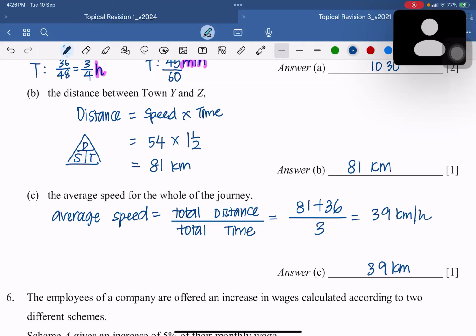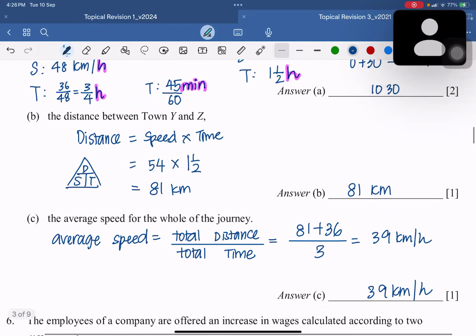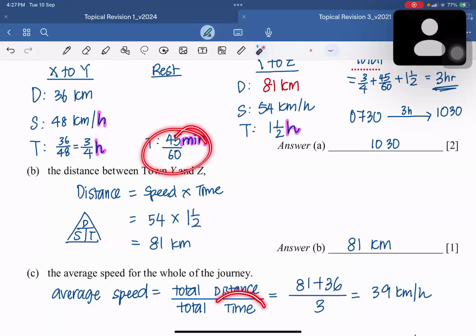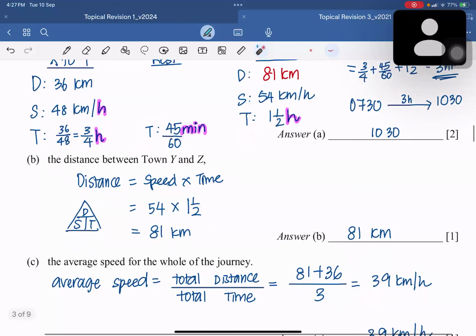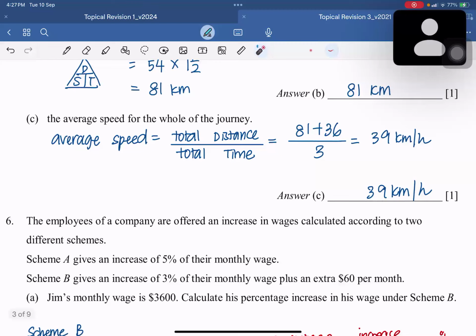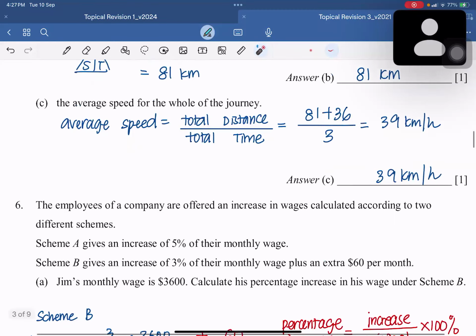Very good. Okay, correct. So for this part of the question, please know all the different triangles. Distance equals speed times time. Average speed is total distance divided by the total time, including the rest time. And if you want to find speed, it is distance divided by time. Time is distance divided by speed. Okay. Next part of the question.